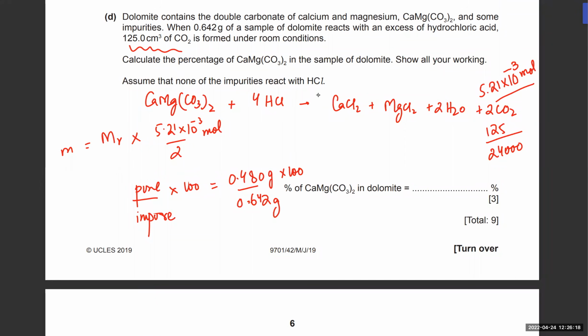ठीक है, सही है? It's around 75%, I think. हाँ, जी, मतलब वो sir. कर लो. अच्छा, next question.